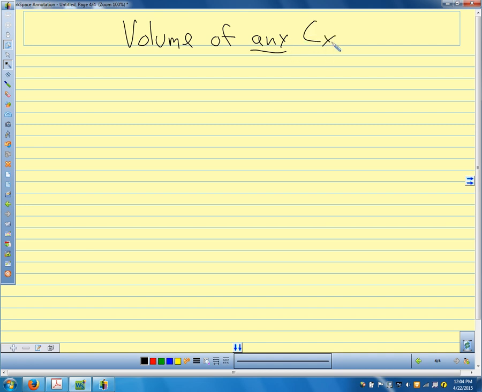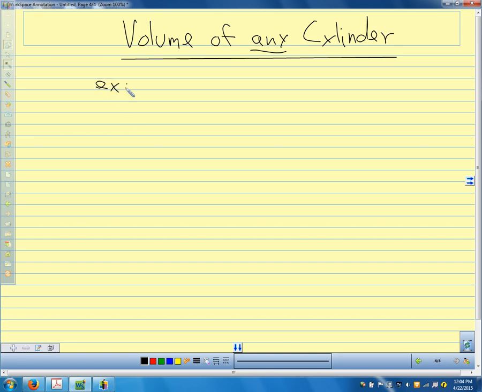Volume of any cylinder. It doesn't have to be a right cylinder. And the reason we do prisms and cylinders together is, if you remember back when we talked about the surface area formula, they're exactly the same. So exactly like a prism, our volume is the area of the base times the height, in cubic units.